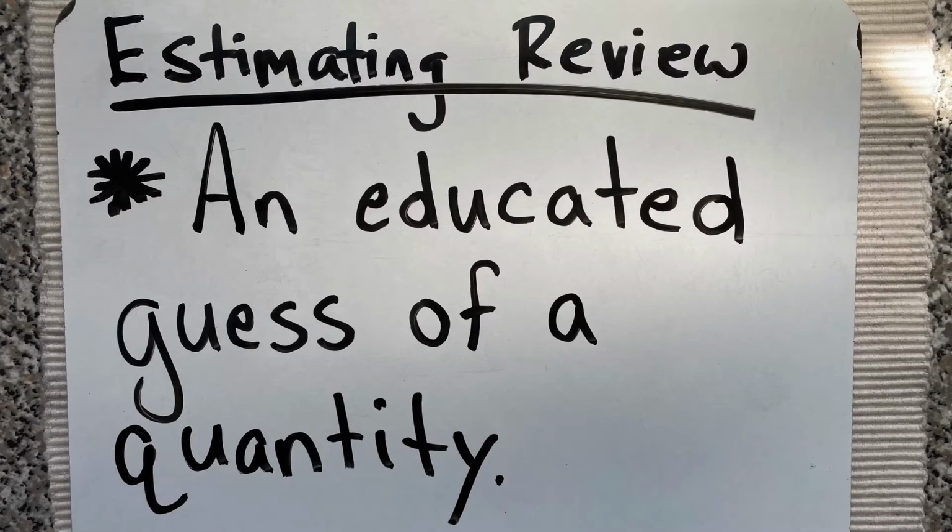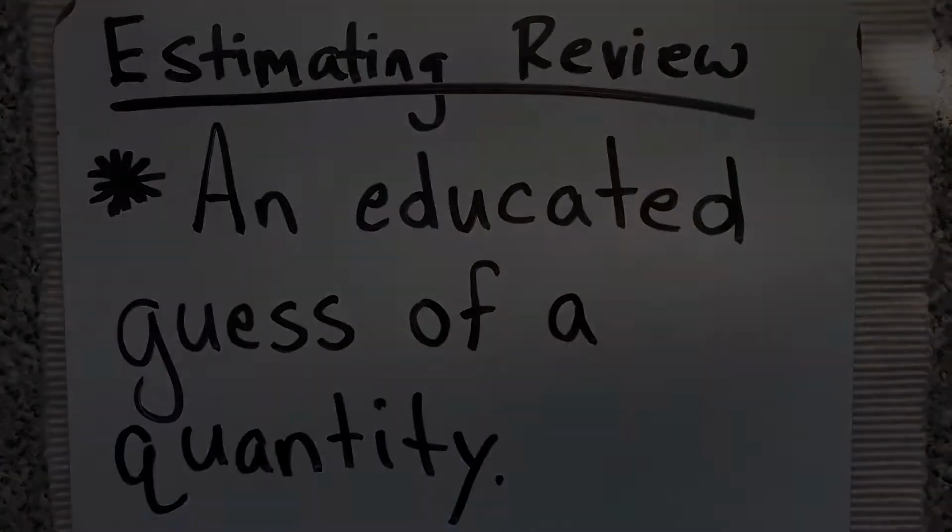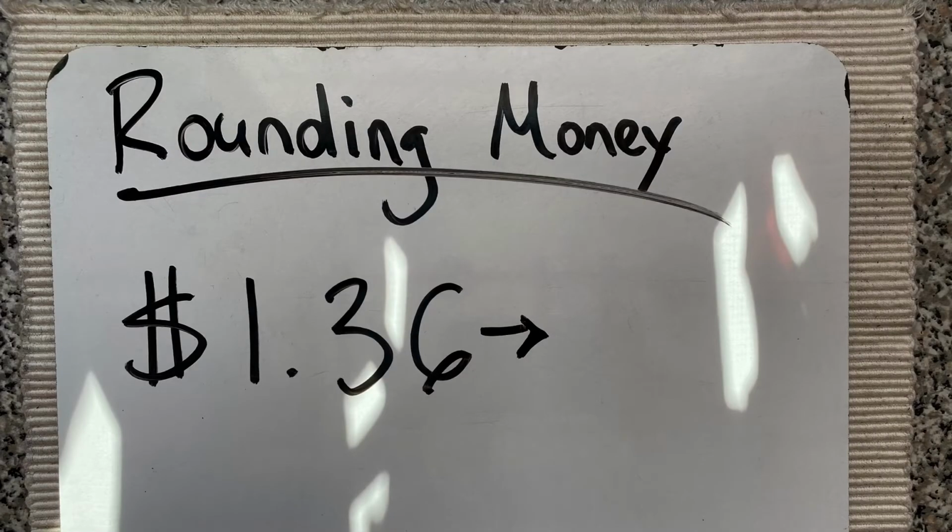Our relationship with rounding and estimating is that estimating is an educated guess of a quantity. To be able to guess accurately, we are going to need to round numbers and then use that rounding to guess a quantity. Let's look at a few examples.